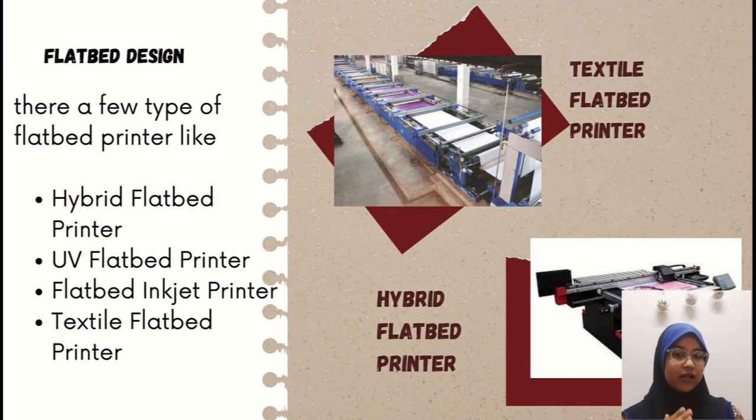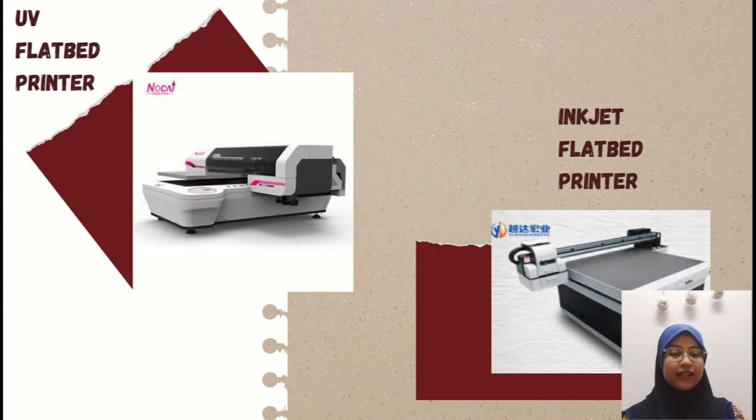These are some of the flatbed printers that I found in the market. There are a few types like the hybrid flatbed printer, UV flatbed printer, flatbed inkjet printer, and also the textile flatbed printer. So the first picture is the textile flatbed printer. The second is the hybrid flatbed printer, the third is the UV flatbed printer, and the last is the inkjet flatbed printer.